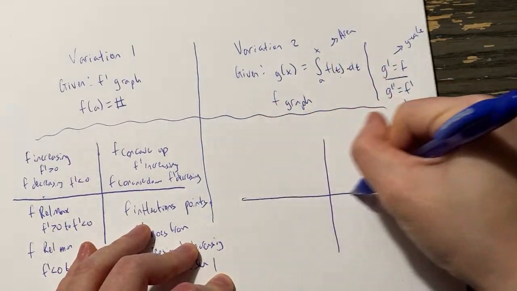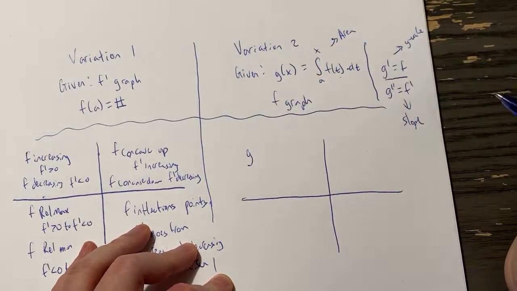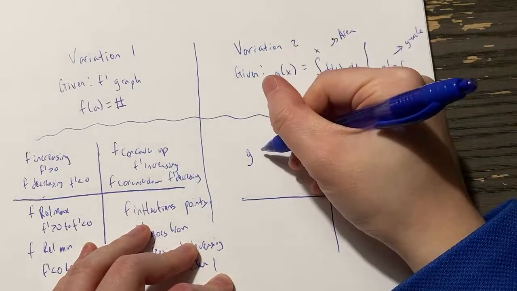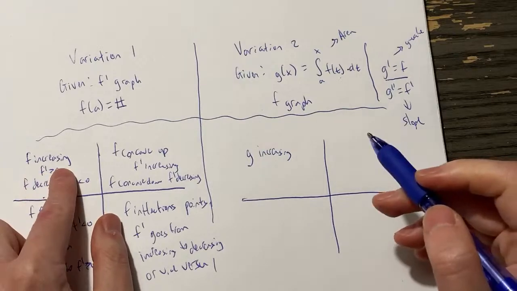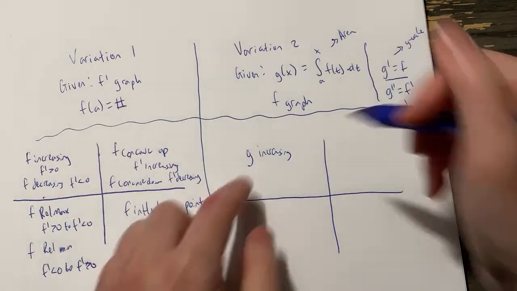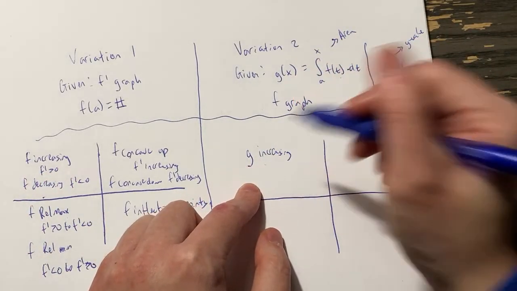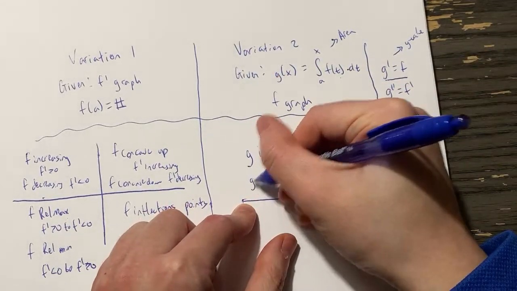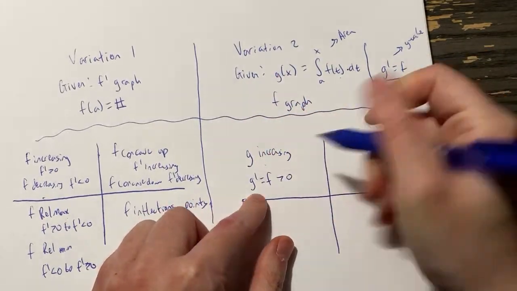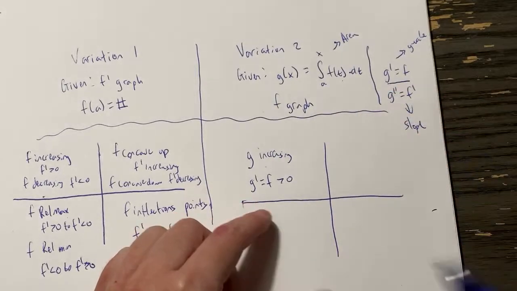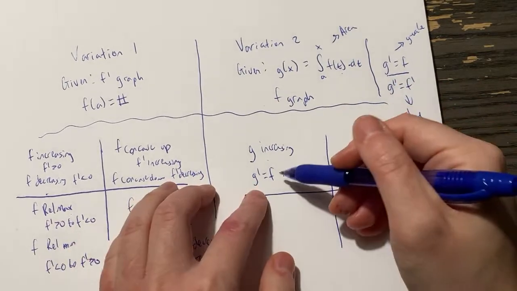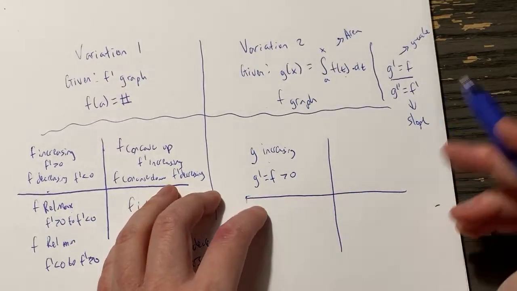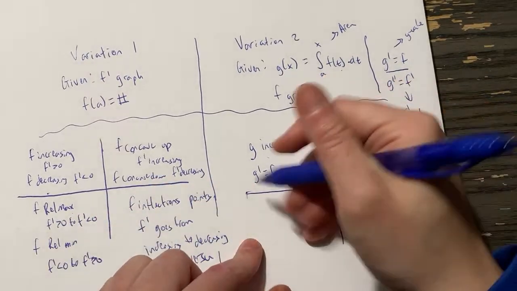So we have this. So g is increasing. And it's similar to f is increasing. F is increasing when f prime is positive. So g is increasing when g prime, which is equal to f, is positive. So you'll notice that as I do this, I'm going to write g prime equals f over and over, because that's the best justification that they're looking for on like the AP exam, for example.